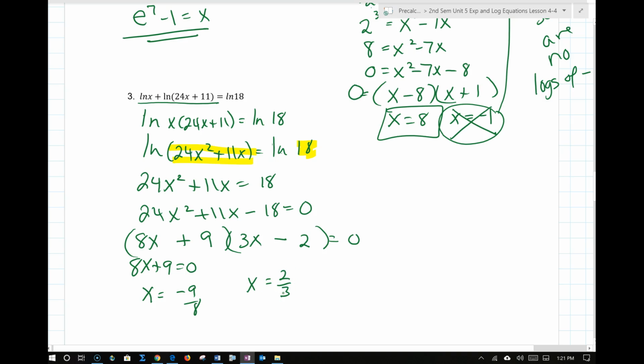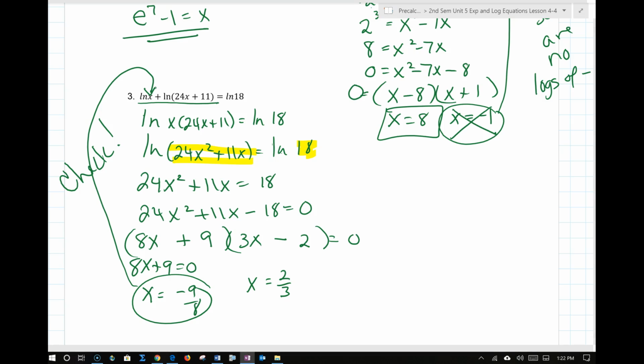Okay, now here's the deal, friends. We have to make sure I have no negatives when we do this. We have to check. So look at this. Right away, if I plug it back into the original problem, I have a negative. I'm taking the natural log of a negative number. I cannot do that. So therefore, it is considered extraneous. It doesn't work. So don't forget to check your answers.